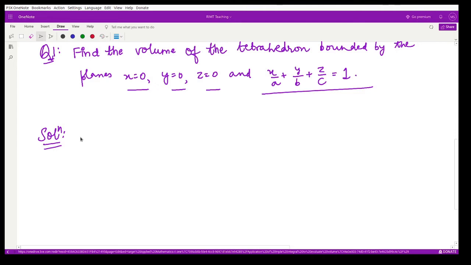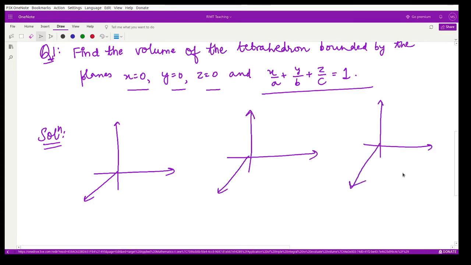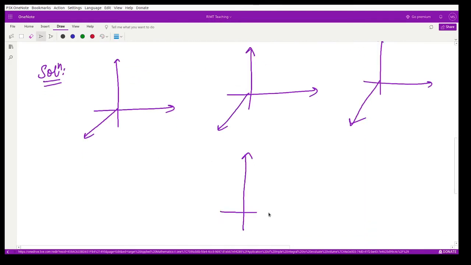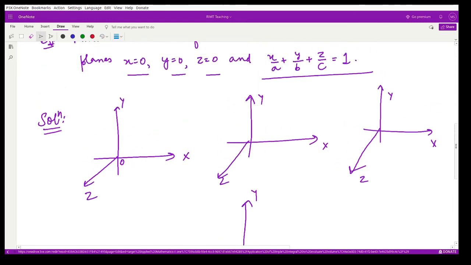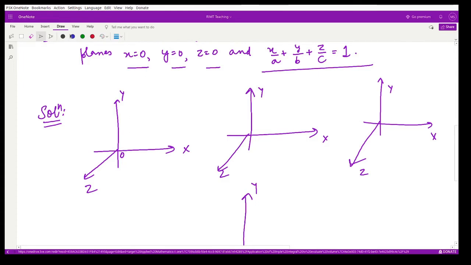Now the first step is to visualize the given area. Let's visualize this step by step. Suppose this is a coordinate axis. Let me draw four coordinate axes, so it is easier to look at all these planes simultaneously. Say this is x, this is y, this is z in every plane, and this point is the origin. Now x is equal to 0 means we are basically in the yz plane, where the value of x is 0. So this is your plane x is equal to 0.